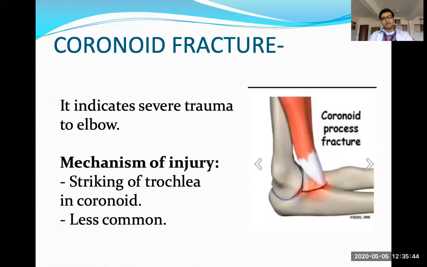Now come to the coronoid fracture. अब ये कहाँ का है, coronoid process of ulna, right. So it indicates severe trauma to the elbow. Mechanism of injury, striking of the trochlea in the coronoid. It is less common.